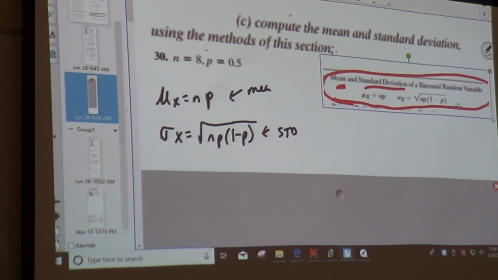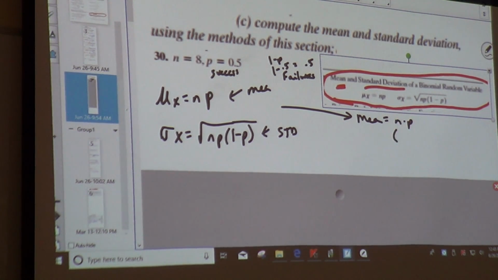So we have our n and we have our p. Remember, p is going to be our successes, so if we want to know our failures, we're going to do 1 minus p. If p is 0.5, 1 minus 0.5 is 0.5. We good? To get my mean, I'm going to do n times p. What is my n? 8. And what is my p? 0.5. So I go to my calculator and do 8 times 0.5. My mean is going to be 4.